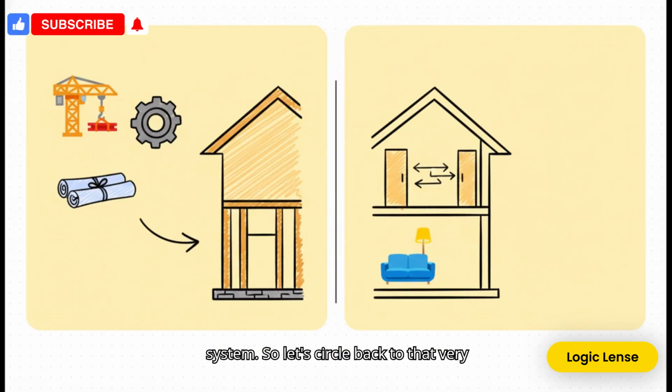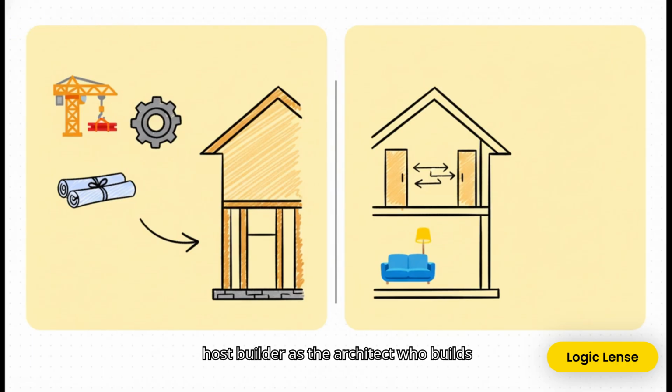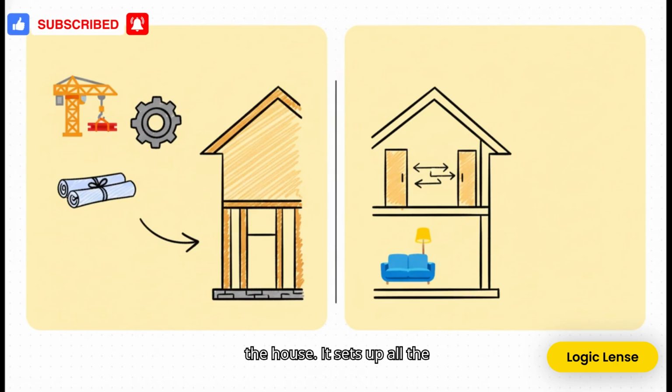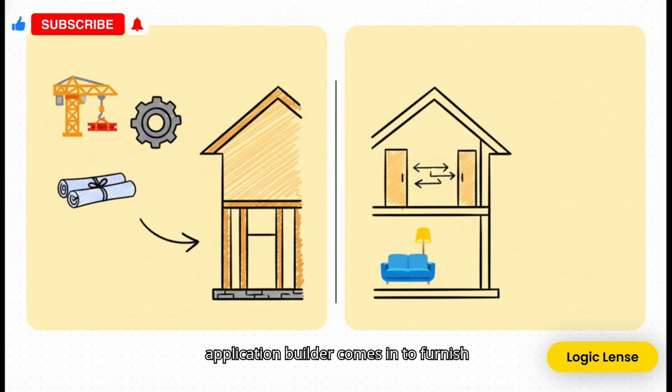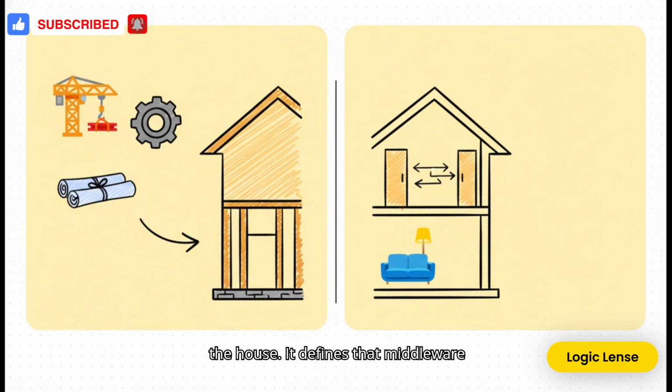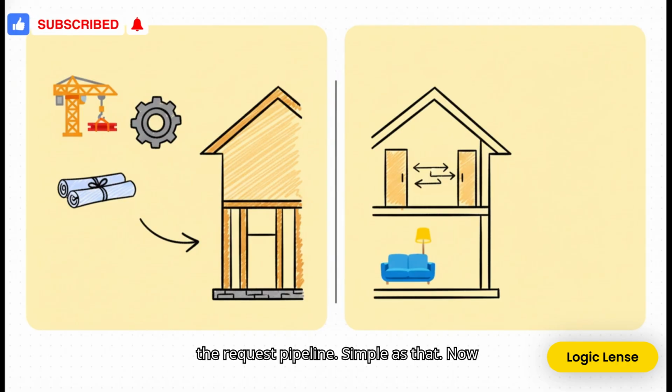So let's circle back to that very first question, because this makes the difference crystal clear. Think of the IHostBuilder as the architect who builds the house. It sets up all the foundational stuff: configuration, logging, dependency injection. Then the IApplicationBuilder comes in to furnish the house. It defines that middleware pipeline that decides exactly how your app is going to handle incoming traffic. So one builds the host, the other builds the request pipeline.